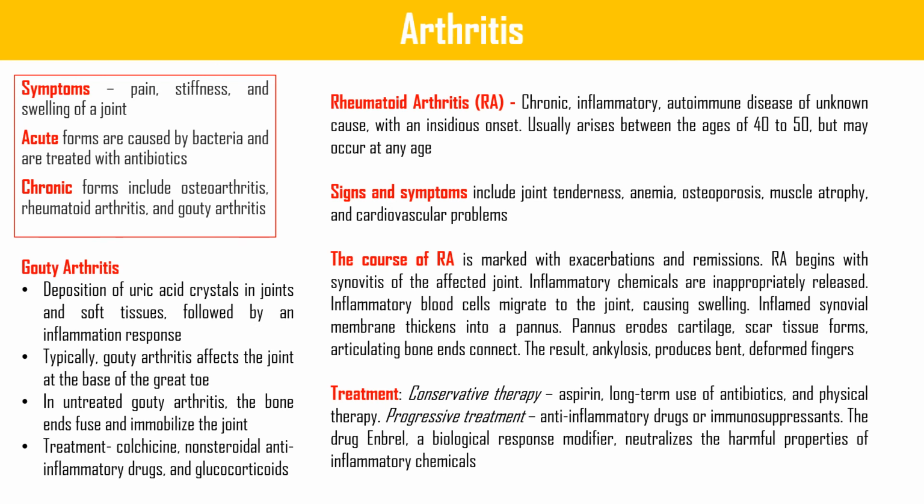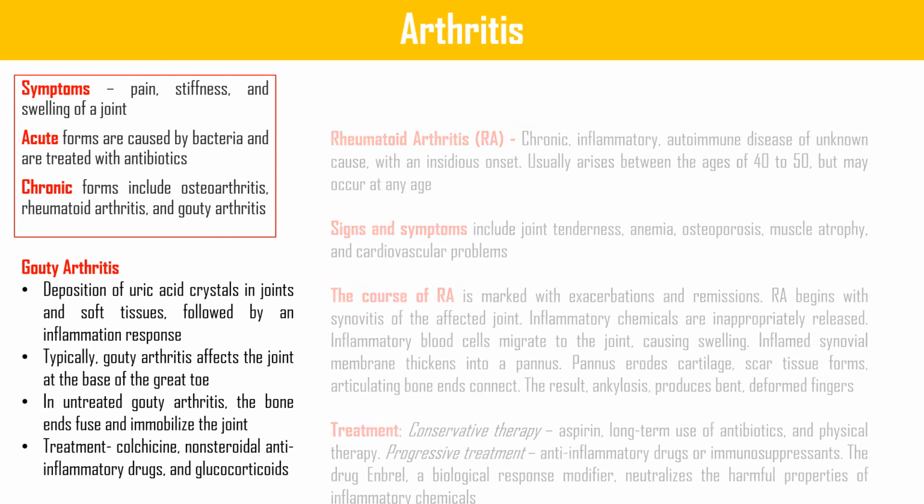Then we have gouty arthritis. Deposition of uric acid crystals in the joint and soft tissues followed by an inflammatory response. Typically, gouty arthritis affects the joints at the base of the great toe. In untreated gouty arthritis, the bone ends fuse and immobilize the joint. Treatment includes colchicine, non-steroidal anti-inflammatory drugs, and glucocorticoids.